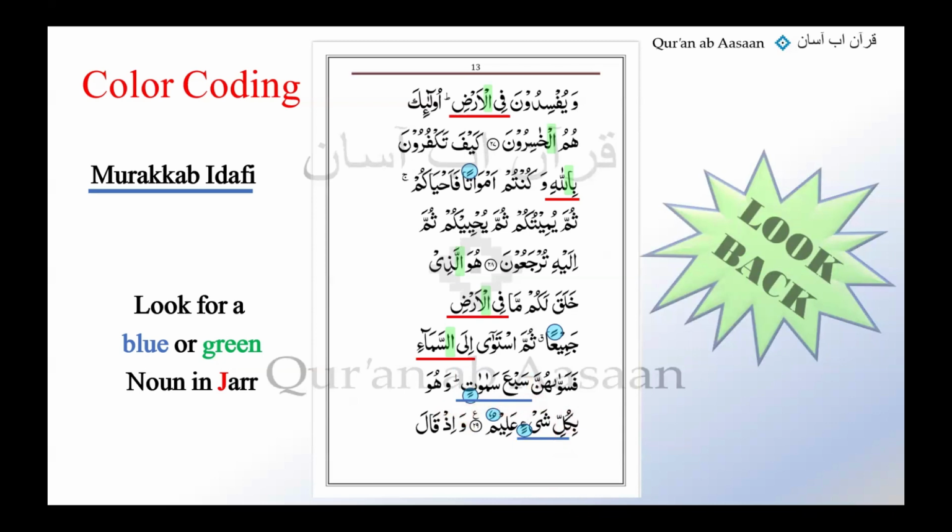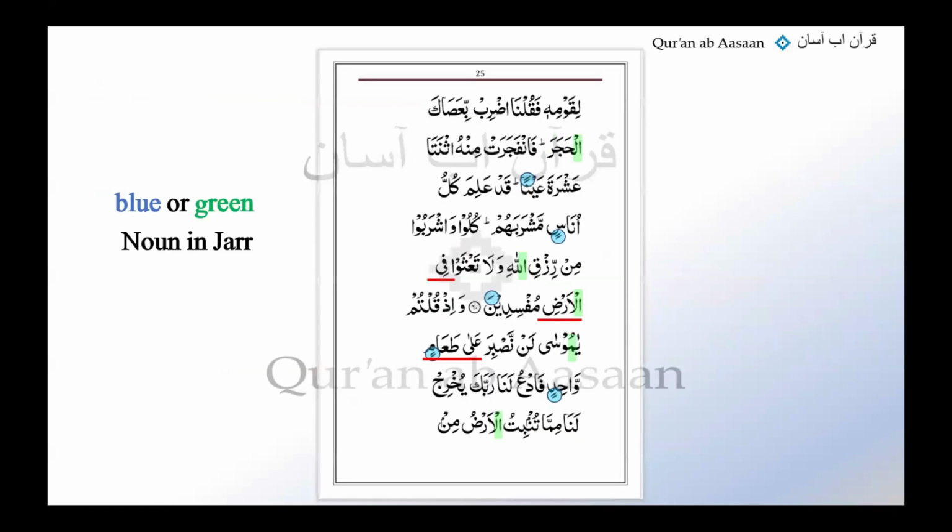All right. Now look at this page, page number 25. Again the same practice. Let's just keep your eyes peeled for a colored noun in jar. We have Unasin, yes, and we are looking back. Do we have a no al, no tanween possessed noun? Yes, kullu unasin. Beautiful. So we can underline it blue.